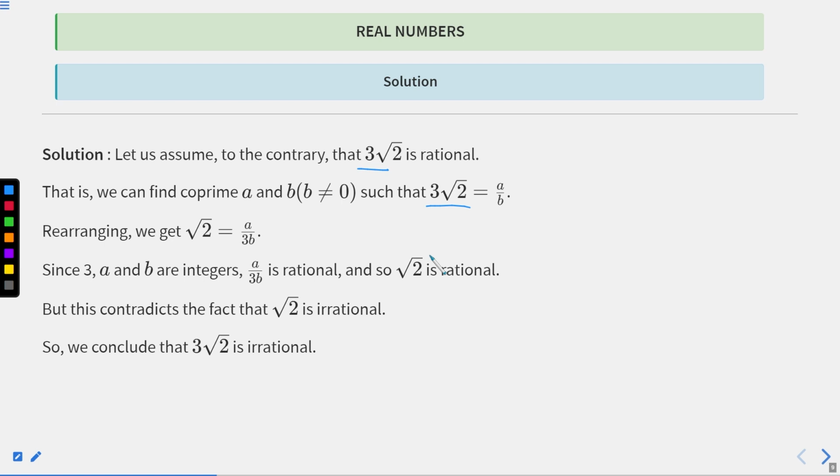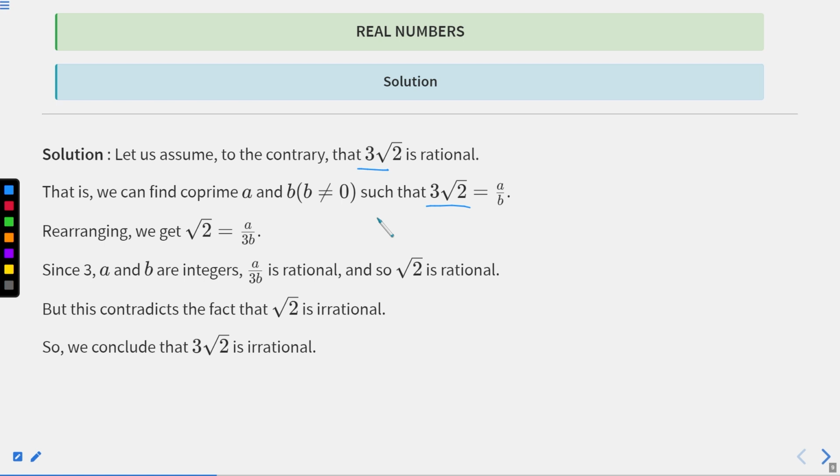Now if we rearrange this equation 3 times root 2 is equal to a over b, we get root 2 equal to a over 3b. Since 3, a and b are integers, the fraction a over 3b is also rational. So a over 3b is a rational number, and so root 2 is also a rational number.